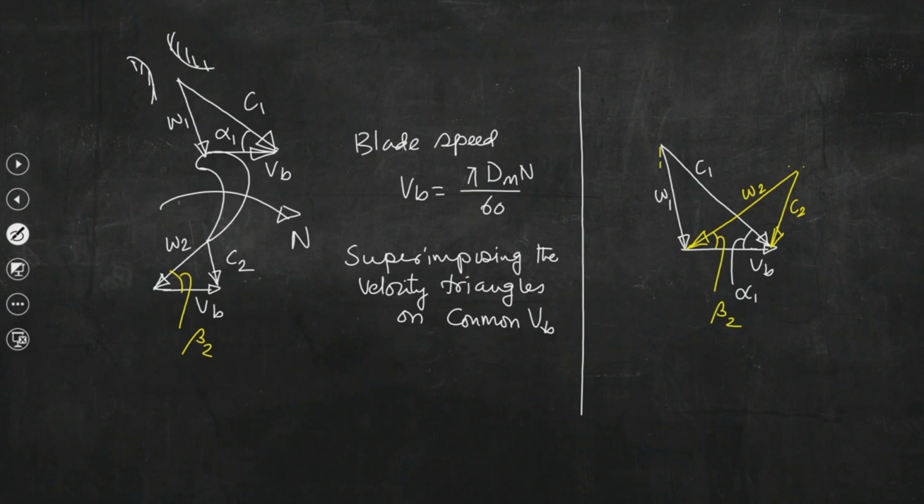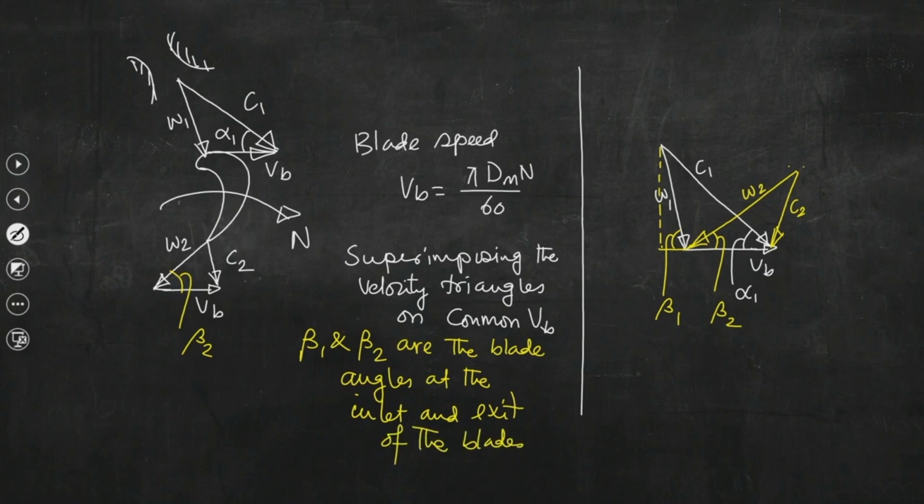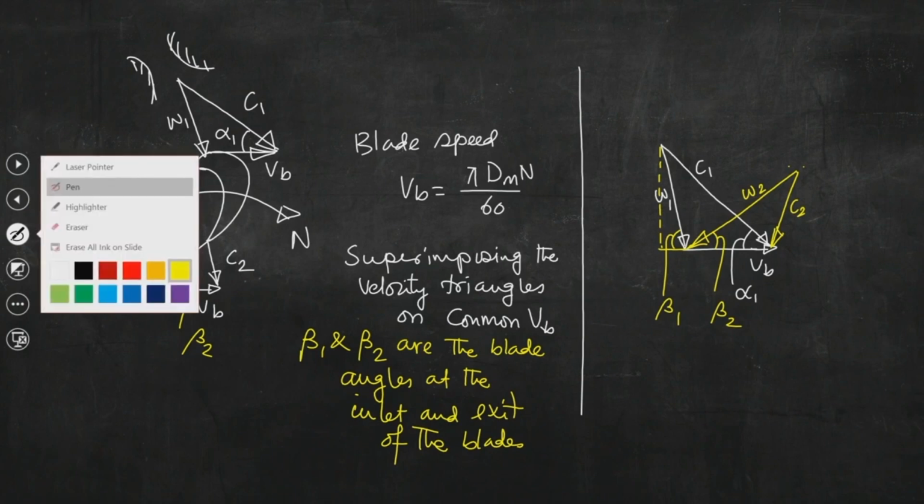So, this angle is beta 1. So, beta 1 and beta 2 are the blade angles at the inlet and exit of the blades, right.